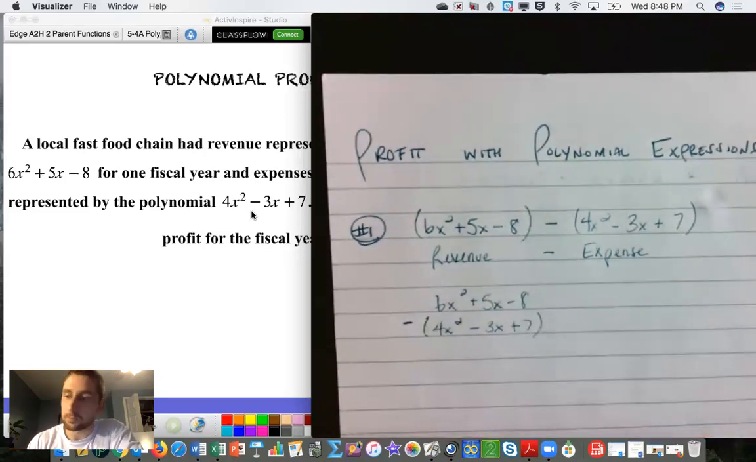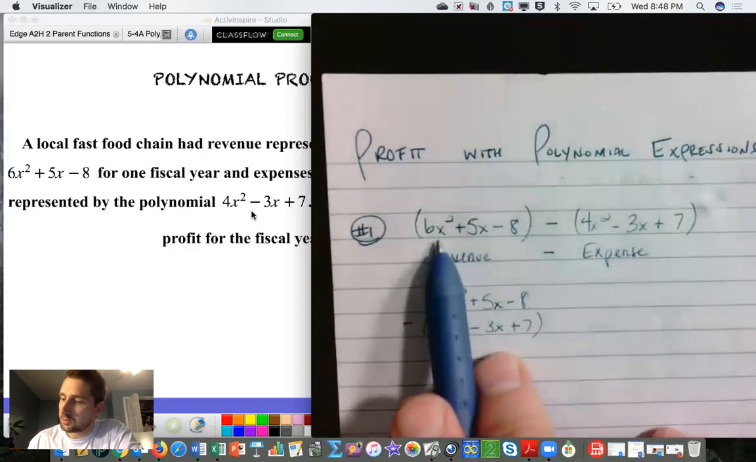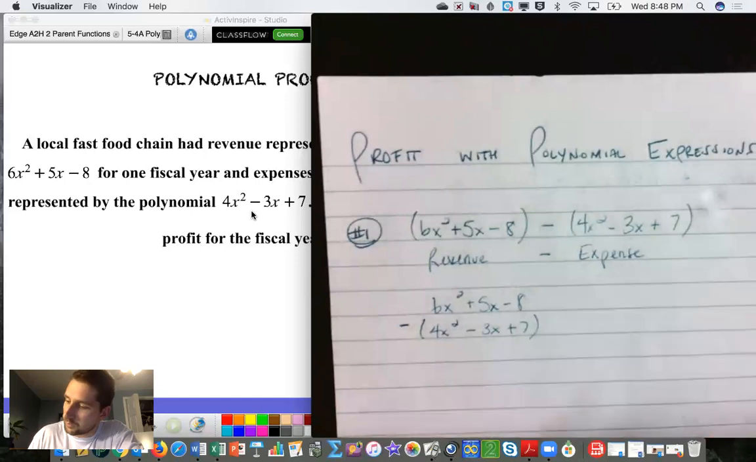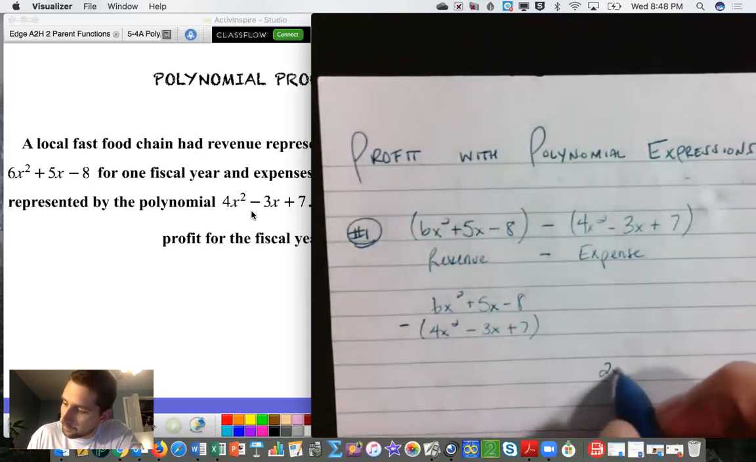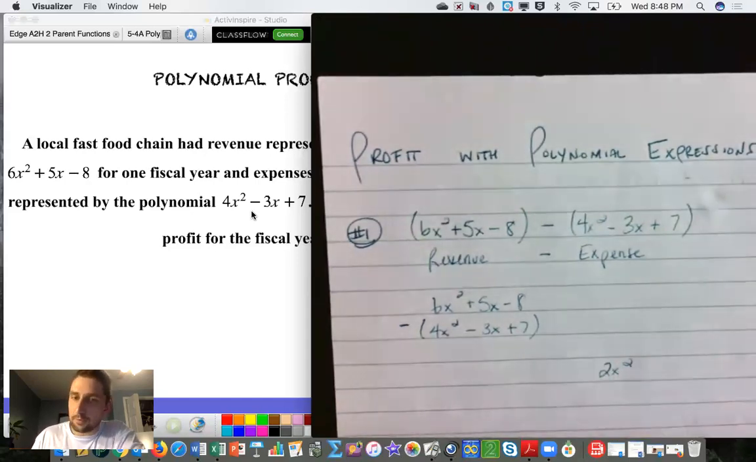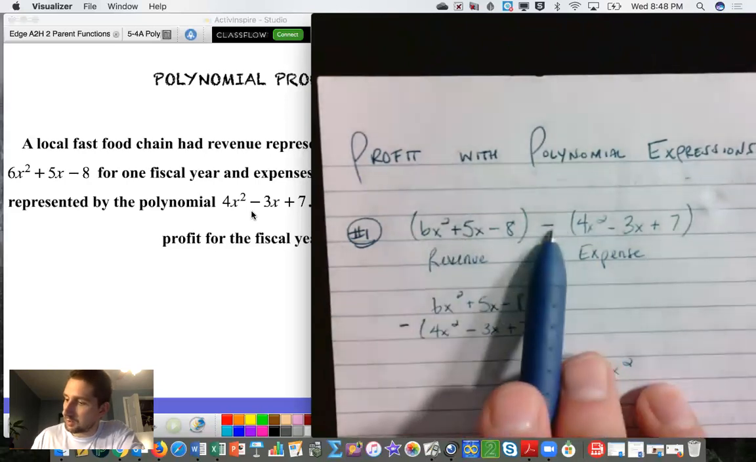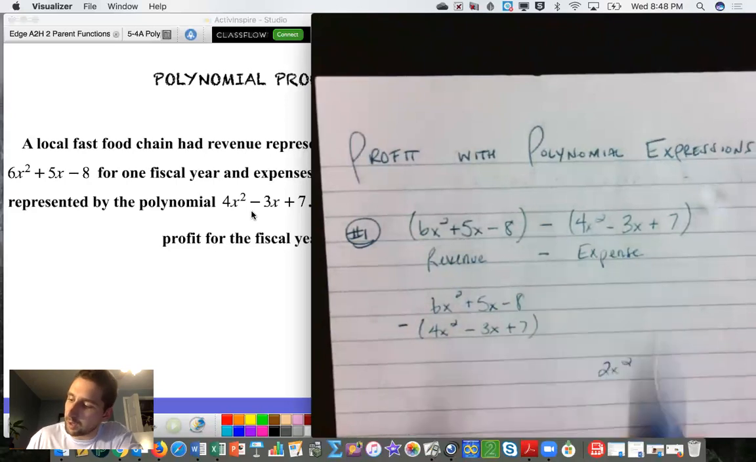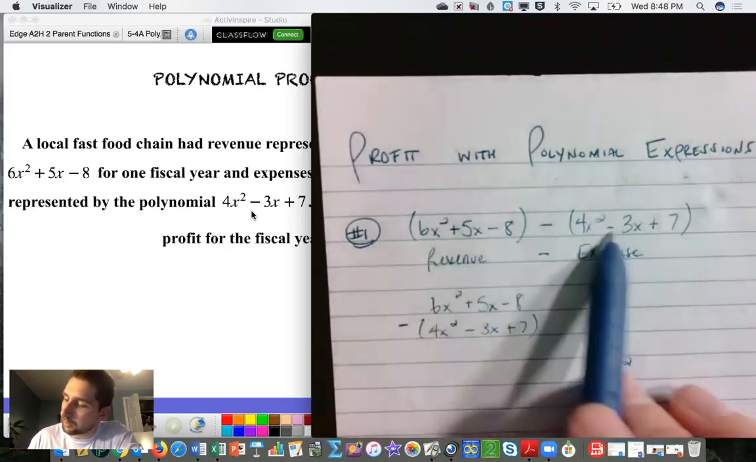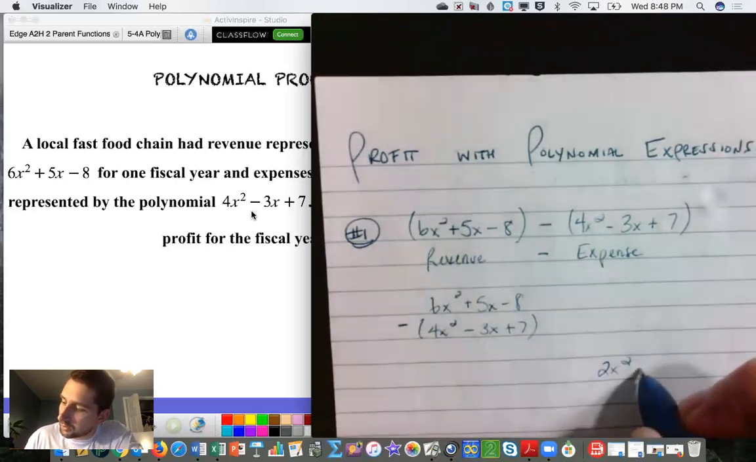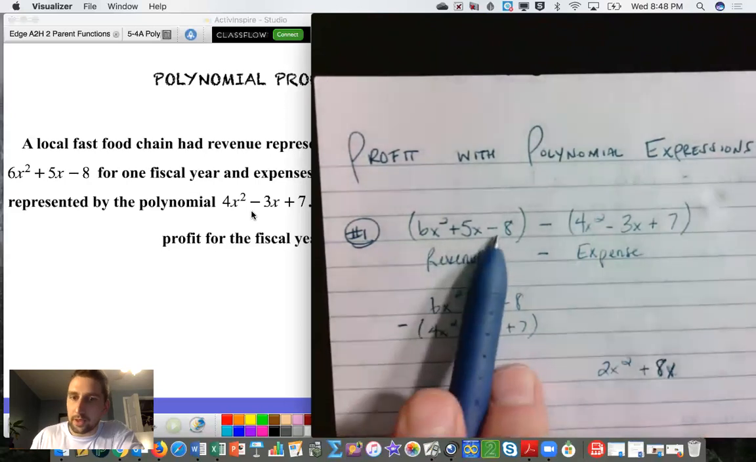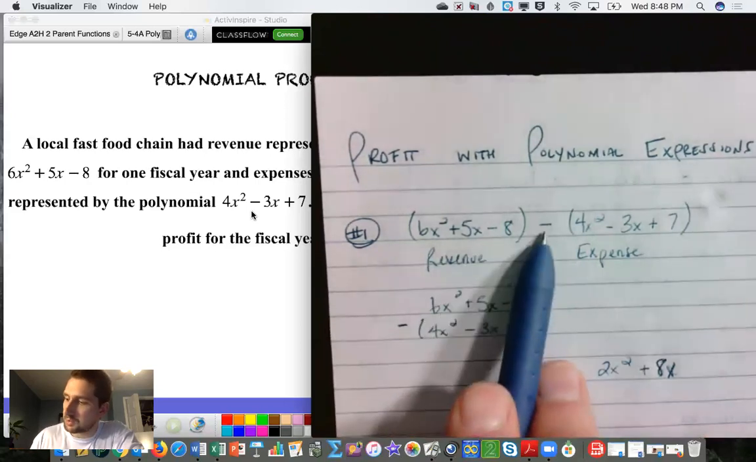Now combine your like terms. 6x squared minus a 4x squared should give you a 2x squared. 5x minus a negative 3x. You're subtracting a negative, which is the same thing as adding a positive. So 5 minus a negative 3 is the same thing as saying 5 plus 3. Gives you a positive 8x. Negative 8 minus 7.